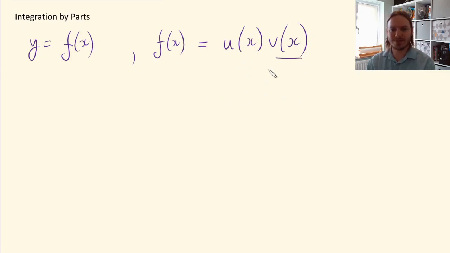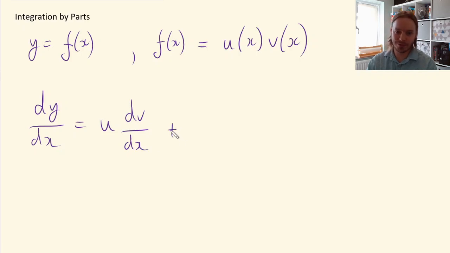And what we did was we devised a rule that said that dy by dx equaled u multiplied by dv by dx plus v multiplied by du by dx. So we had this product rule, which allowed us to separate up a function into two pieces, differentiate the two pieces, and recombine them to find the derivative.